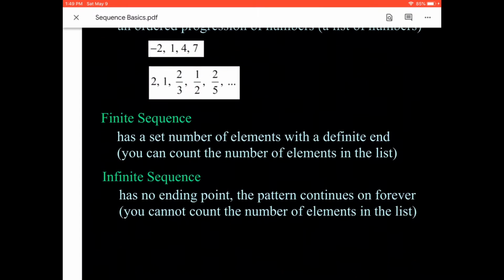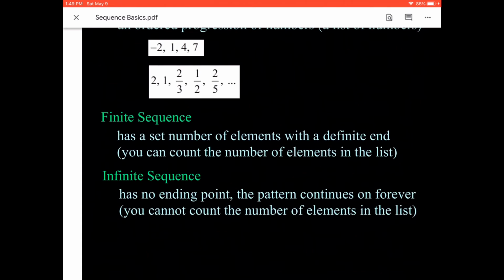What's different about those 2 sequences is that the first one is considered a finite sequence because it has a set number of elements with a definite end, which means we can count the number of elements inside that list. That first one has 4 elements inside its sequence. That second one has those 3 dots at the end, which makes it an infinite sequence, which means it has no ending point. The pattern continues on forever. We cannot count the number of elements inside that list.